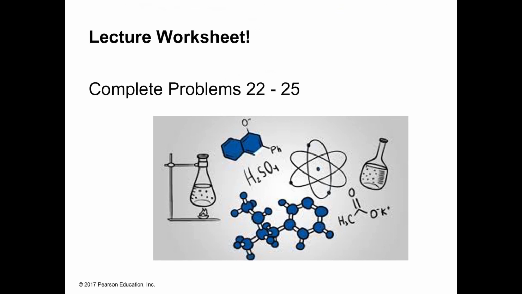Go ahead and try problems 22 through 25 on your Chapter 4 lecture worksheet. This will give you some practice doing these calculations with atomic mass.